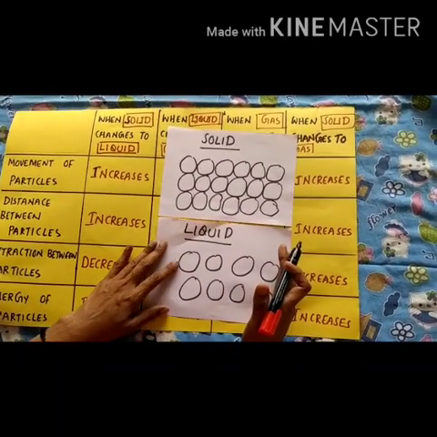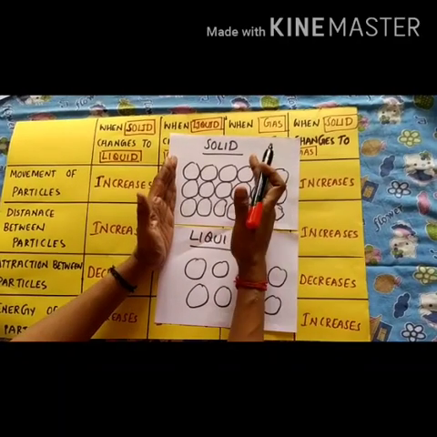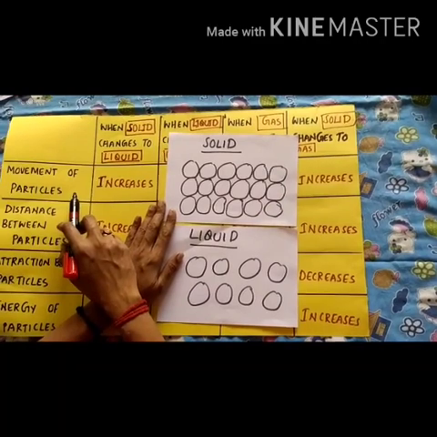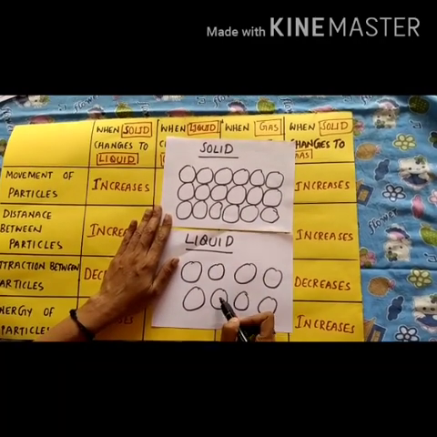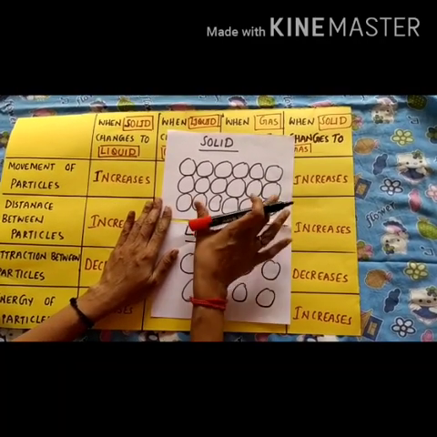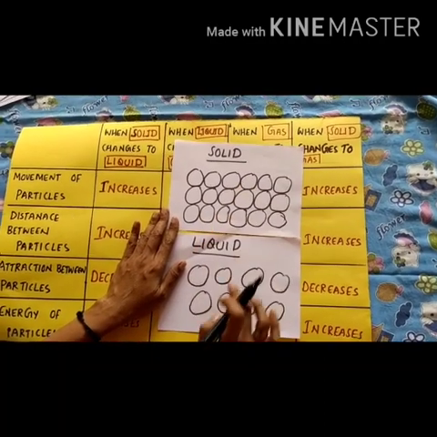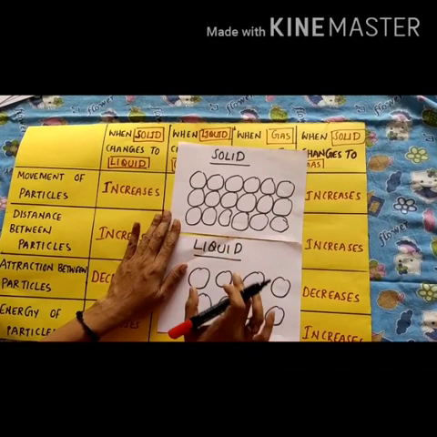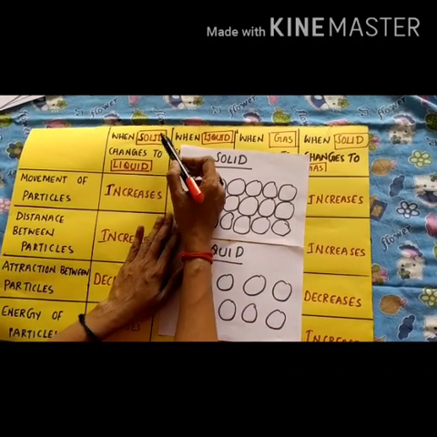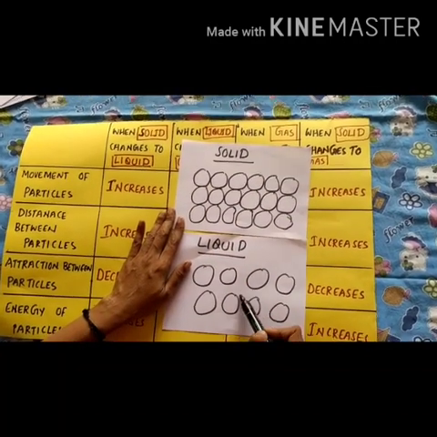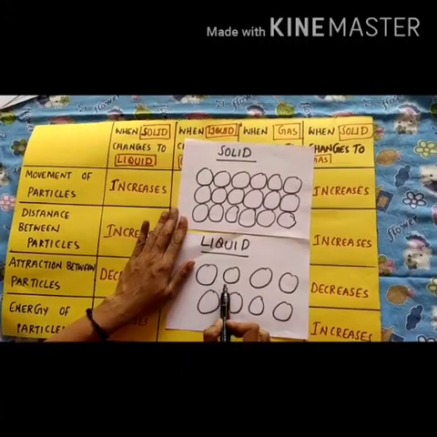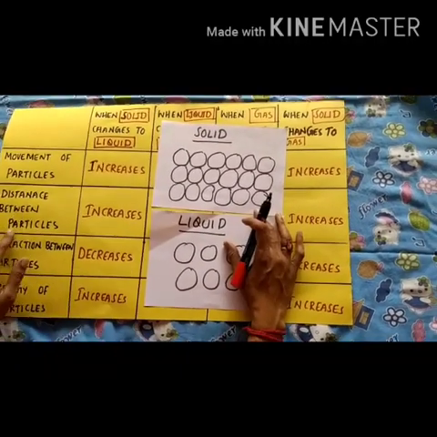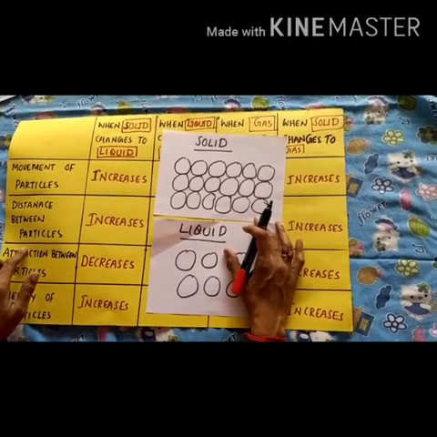So what about the movement? In solid, particles are very close, so force will be more. So movement of particles when solid changes to liquid. In solid, the movement is less, but when solid changes to liquid, the movement is somewhat high, so it increases. So movement of particles when solid changes to liquid increases, because particles are far apart in liquid, so they can move.